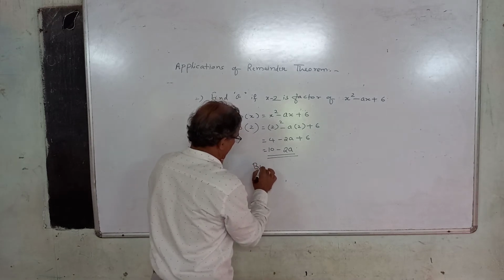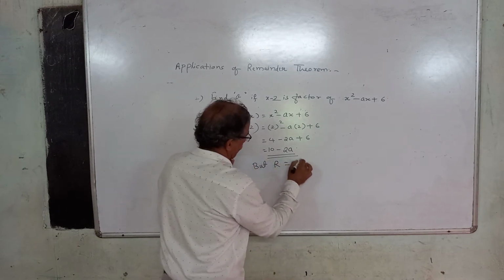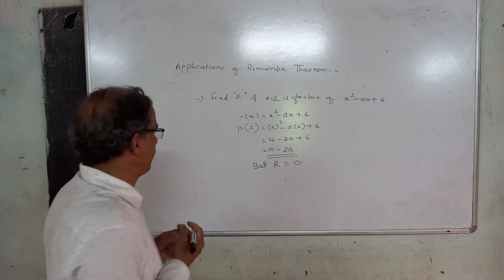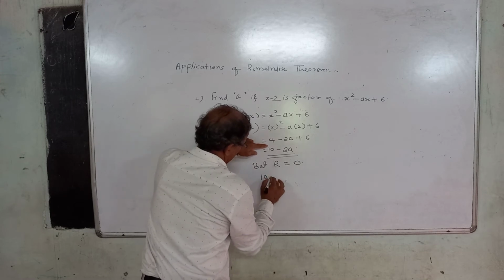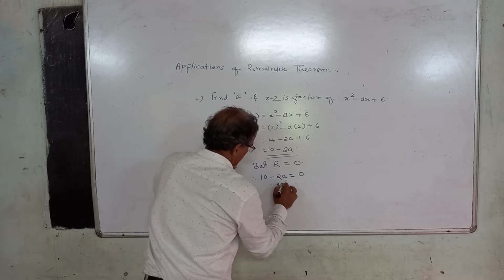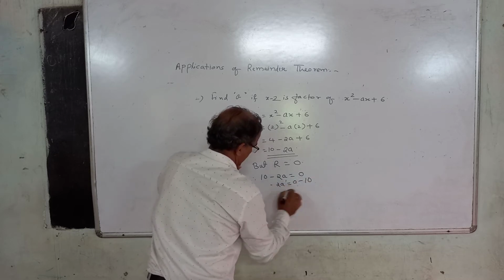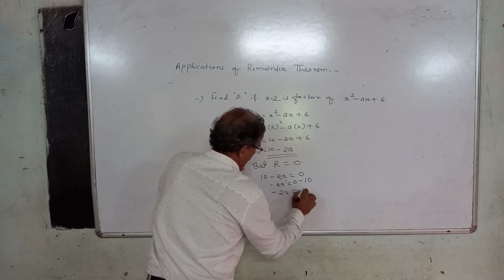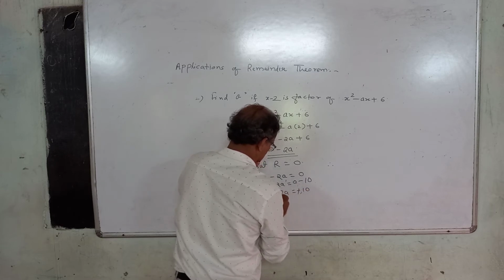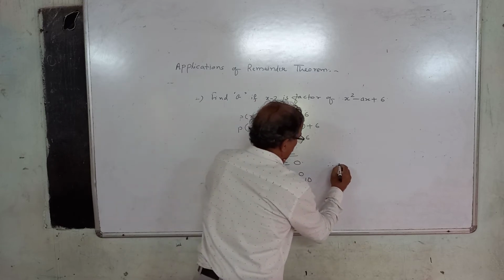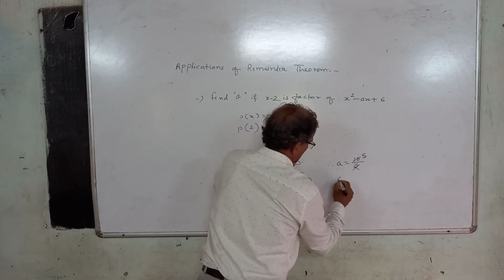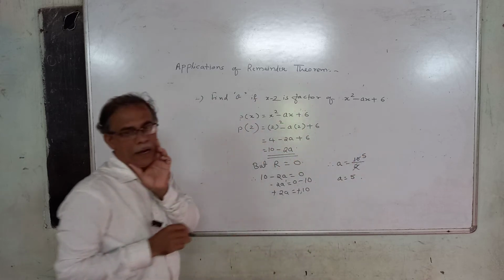Now straightaway you can write R is equal to 0. Why have we written R is 0? Because x minus 2 is a factor. So what is our remainder? Therefore, 10 minus 2a is equal to 0. So minus 2a is equal to 0 minus 10. Minus 2a is equal to minus 10, and now the minus signs cancel. So a is equal to 10 upon 2. So a is equal to 5.